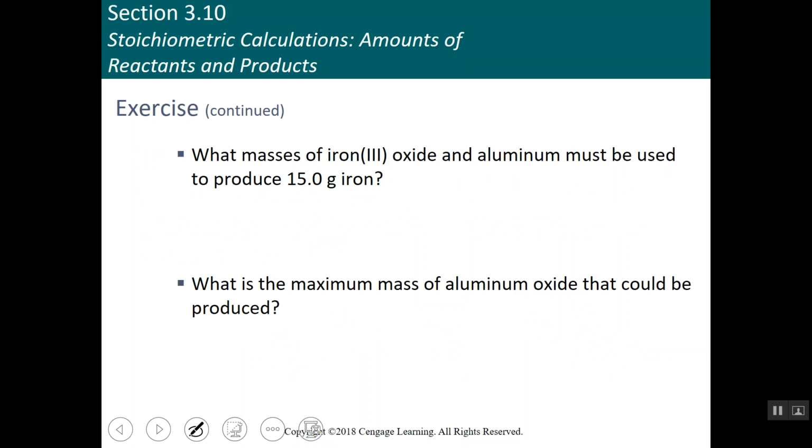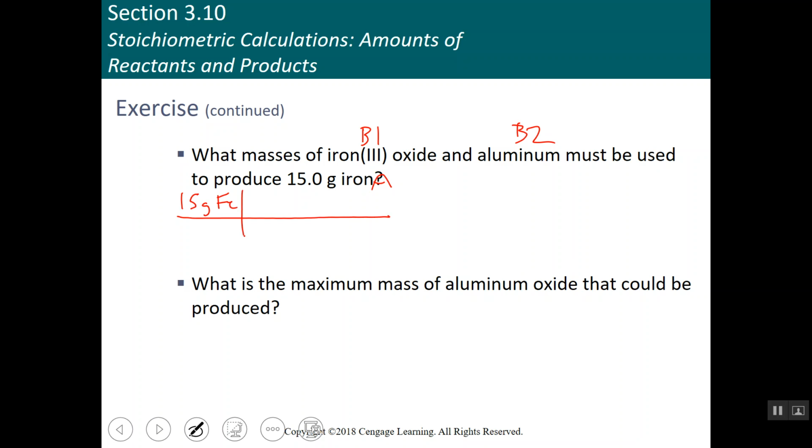It wants to know the mass of iron 3 oxide and aluminum that we need in order to produce 15 grams of iron. So this is our A. That's our A in both cases. We're going to say this is our first B, and that's our second B. And so we have to go one at a time. So let's start off with 15 grams of iron, and we need to go to moles.